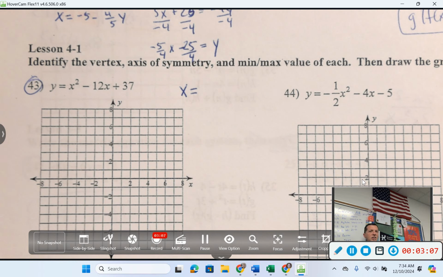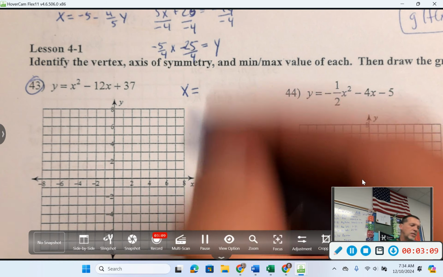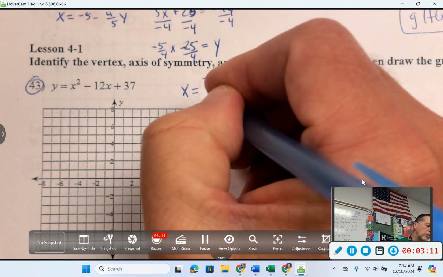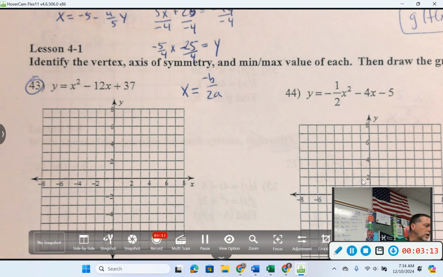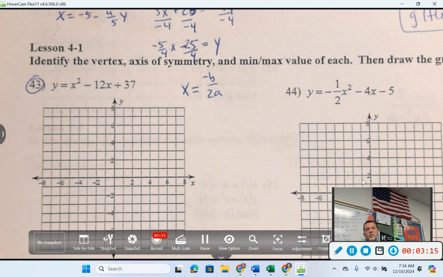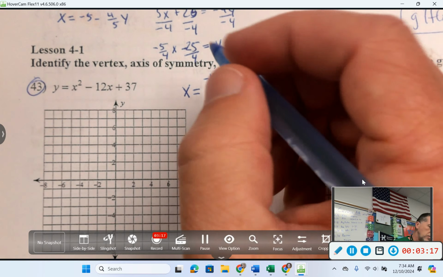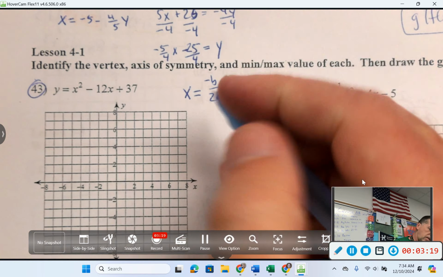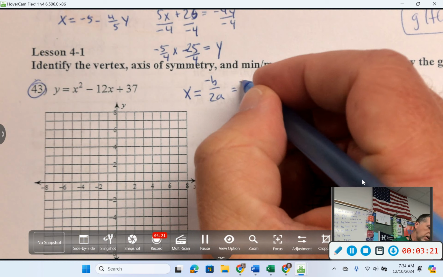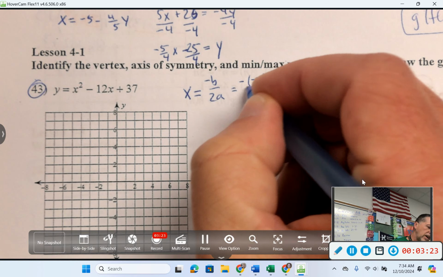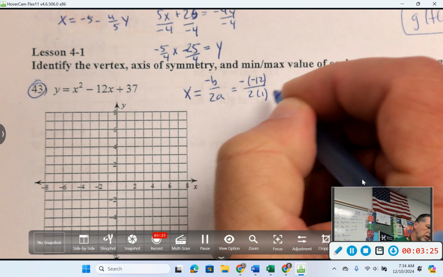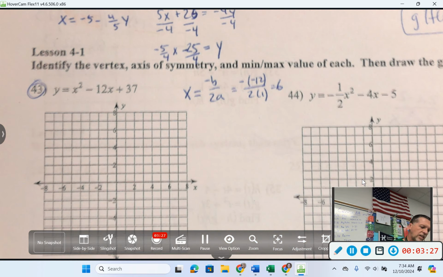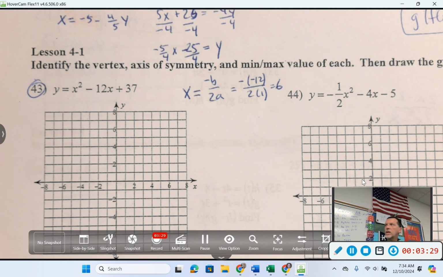Oh, negative B over 2. There you go, negative B over 2A. Now, you're right, I hadn't thought about that, but you could complete the square and turn it into vertex form and then be ready to go. So, careful with the negatives. Negative negative 12 over 2 times 1 is 6. That's the x-coordinate of the vertex.